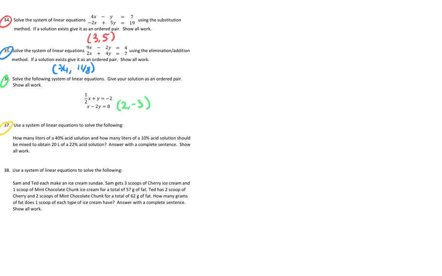Use a system of linear equations to solve the following. How many liters of 40% acid solution and how many liters of a 10% solution should be mixed to obtain 20 liters of 22% solution? Answer with a complete sentence, show all work. Okay, so we'll call the 40% X, and we'll call the 10% Y, or the volumes of them. And we know that that should equal 20 in total.